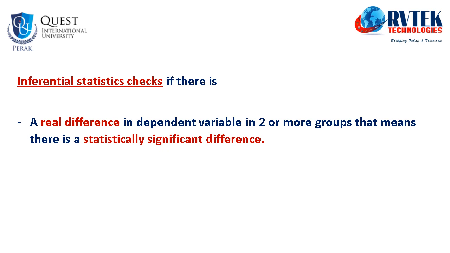Okay, another example. The same hemoglobin value we are testing in 3 different groups: Malay, Chinese and Indian. These are the 3 ethnic groups in Malaysia. So we are checking hemoglobin values among Malay, Chinese, and Indians, and we are checking if there is a statistically significant difference. We are applying inferential statistics to check that.